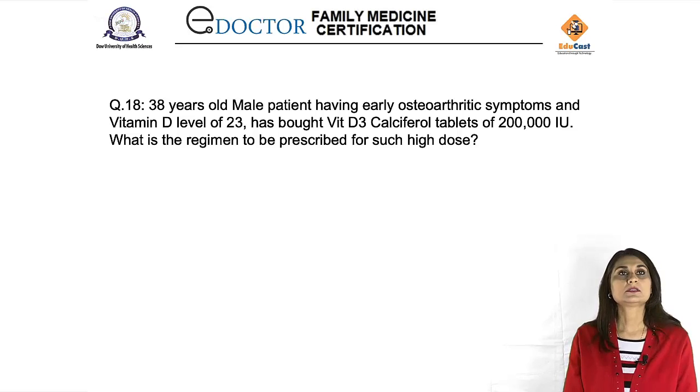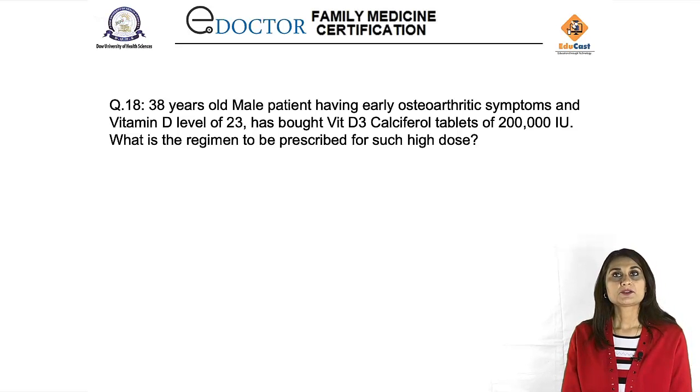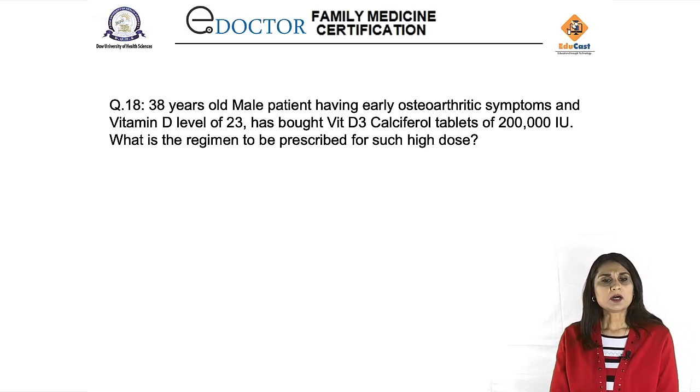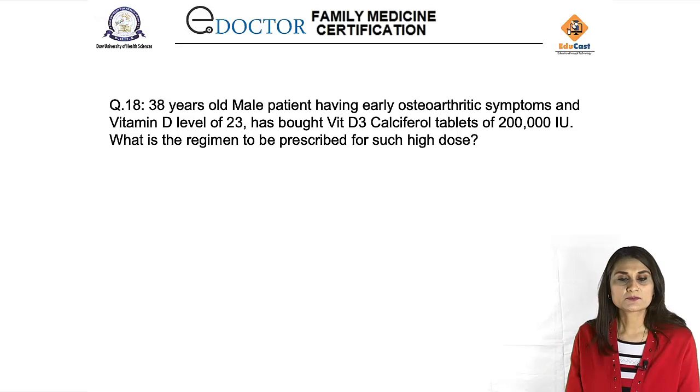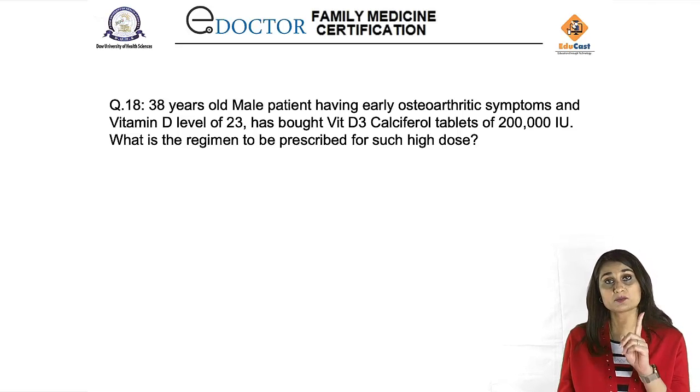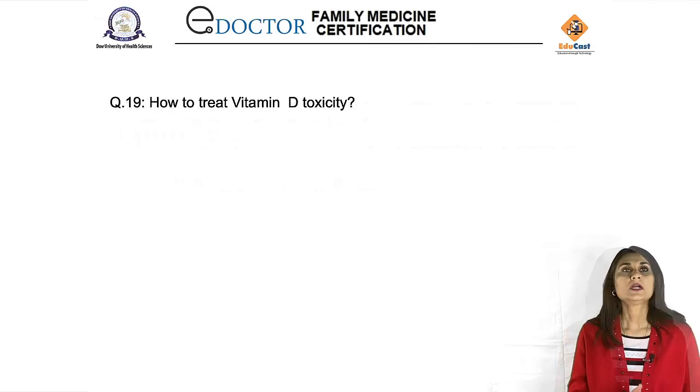Next question. A 30-year-old male having early osteoarthritic symptoms and a vitamin D level of 23 has bought vitamin D calciferol tablets of 200,000. What is the regimen to be prescribed for such a high dose? So what are you going to do? Once a month for a minimum of 3 months. Okay, just once a month the patient is prescribed to take that.